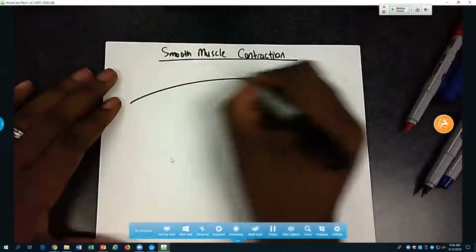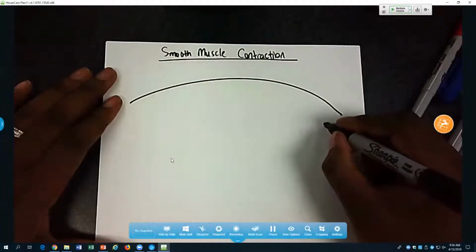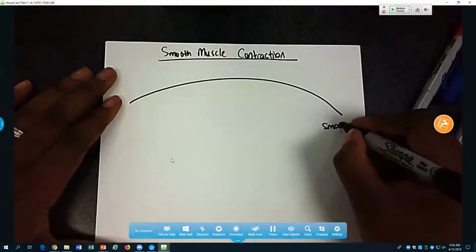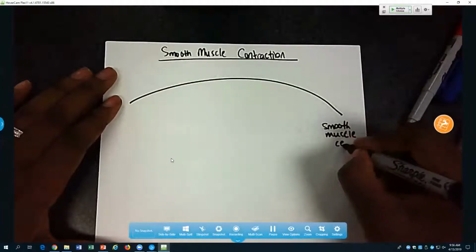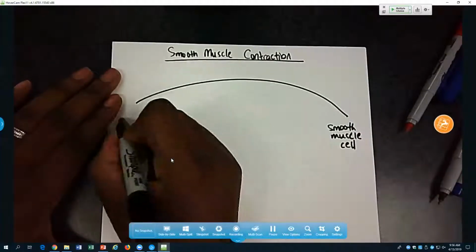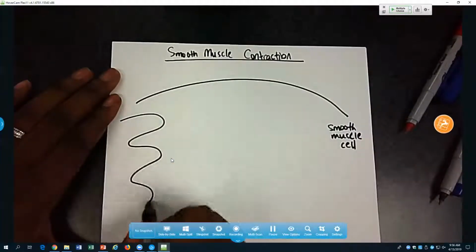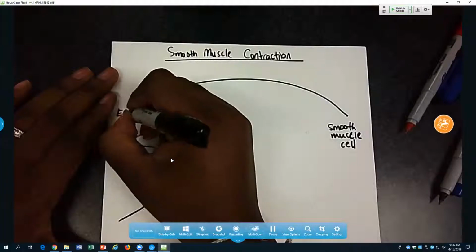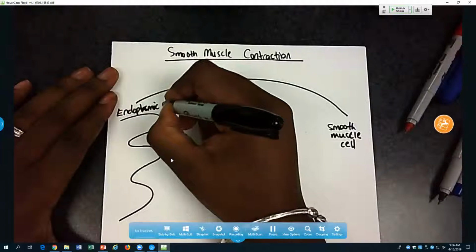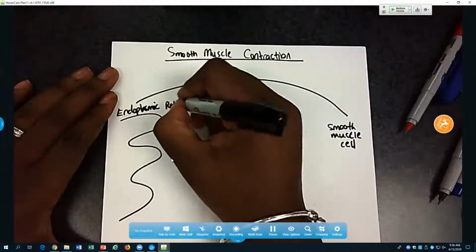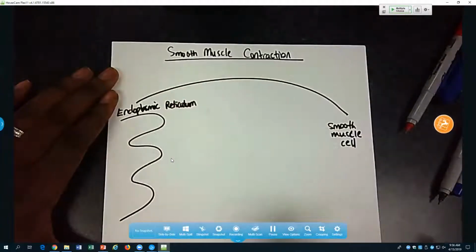So we have our smooth muscle cell, which we know is a spindle-shaped cell. So this is our smooth muscle cell. And then within that cell, we also have, very importantly, the endoplasmic reticulum. What is the function of the endoplasmic reticulum? Anyone? Stores calcium. Stores calcium, perfect.